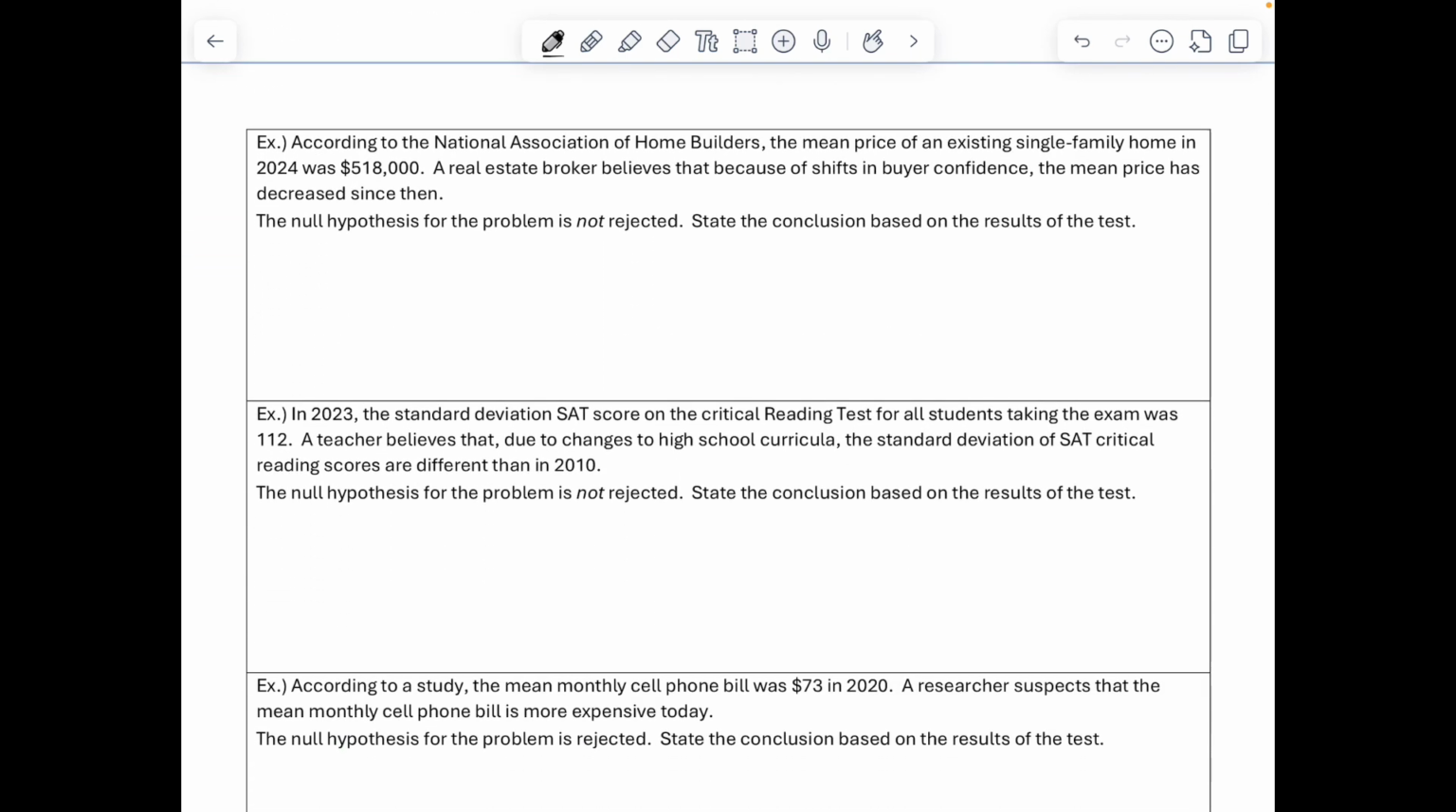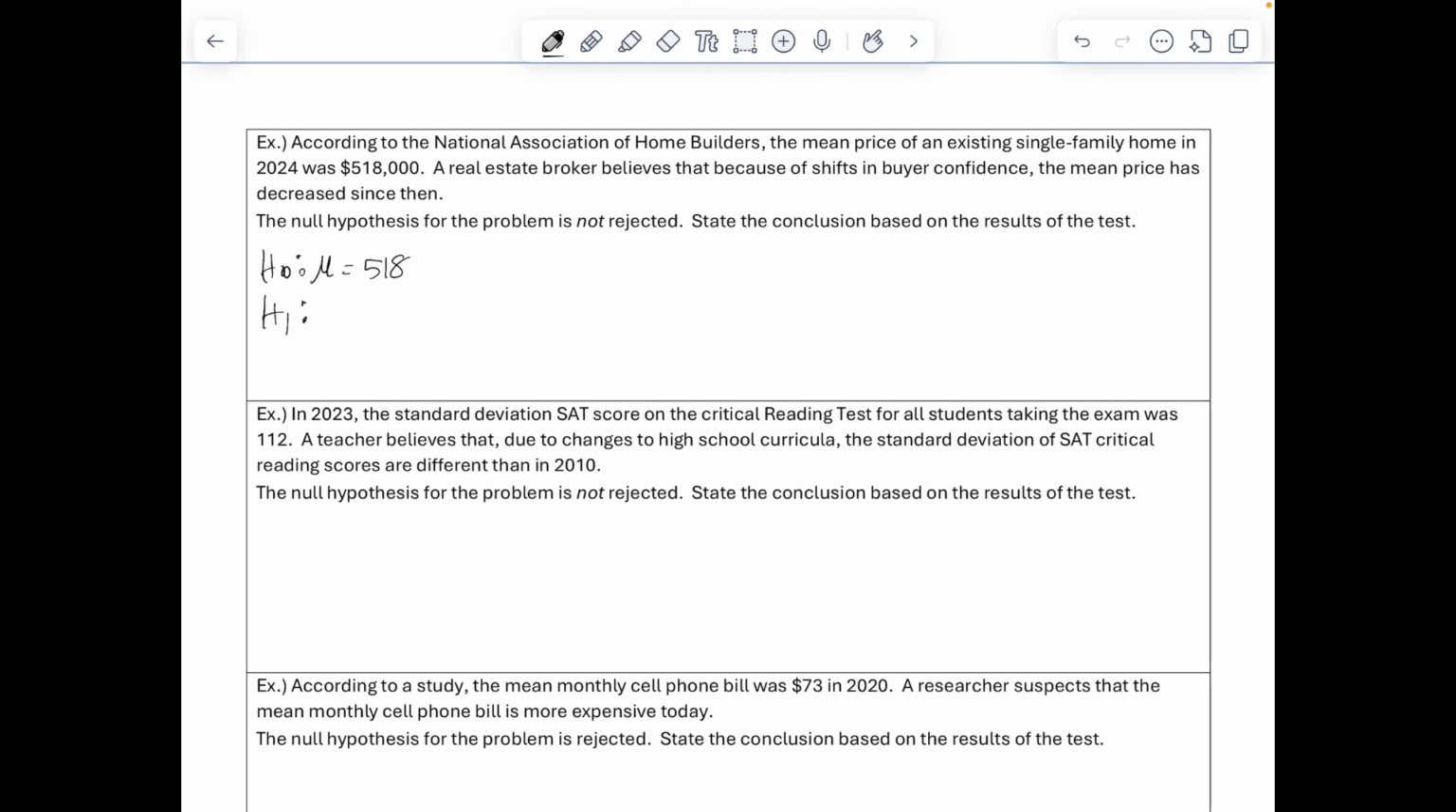So the example at the top of the next page says, according to the National Association of Home Builders, the mean price of an existing single-family home in 2024 was $518,000. A real estate broker believes that because of shifts in buyer confidence, the mean price has decreased since then. So we've seen this problem before, and I'm going to go ahead and copy down what we've had, our null and our alternative.